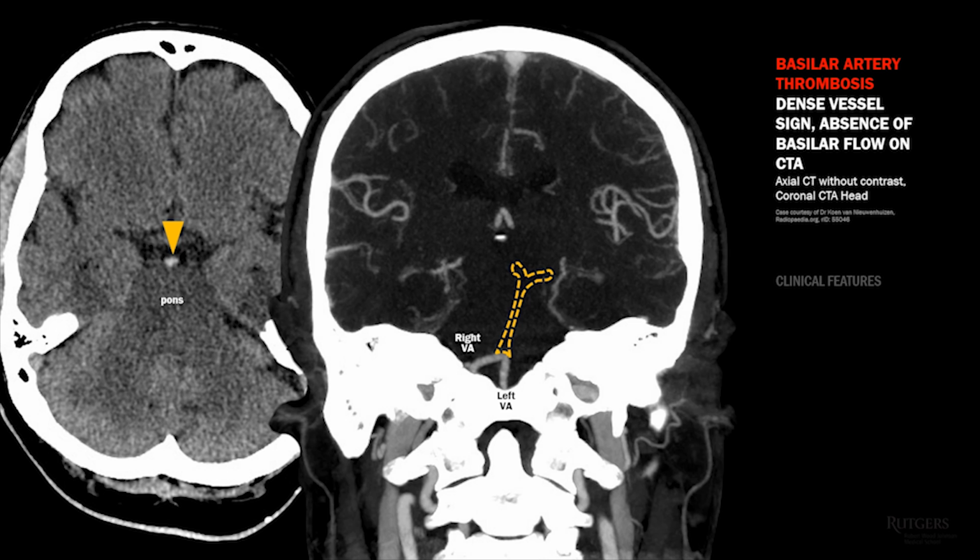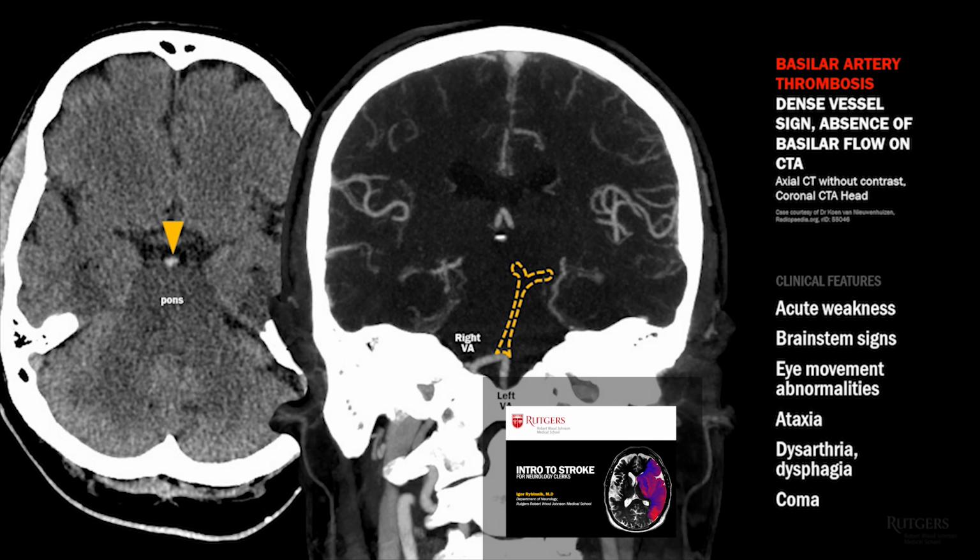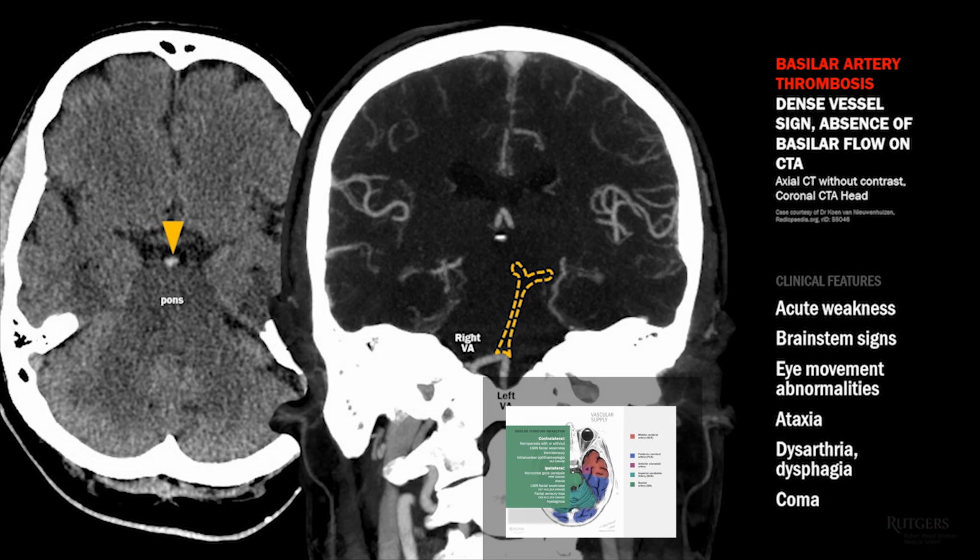The clinical presentation of basilar artery thrombosis can be pretty variable, but it usually involves acute weakness, brainstem signs, eye movement abnormalities, ataxia, dysarthria, dysphagia. Oh, and I forgot, coma. You remember why we're doing this talk? If you want more information on this, watch the stroke talk. It's definitely a diagnosis you don't want to ever miss.